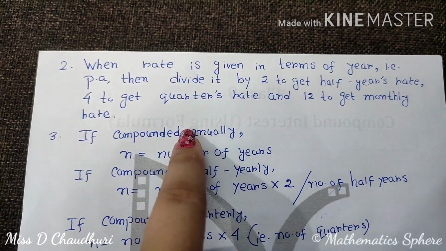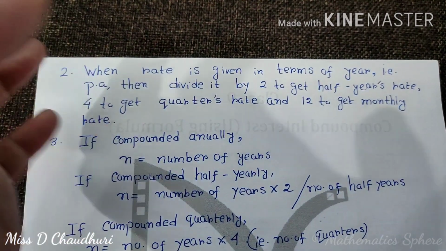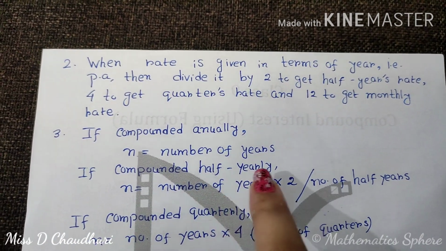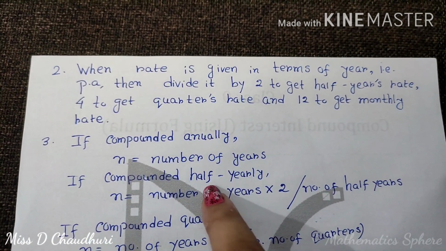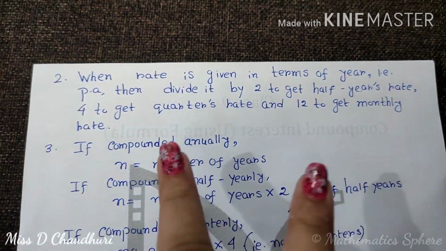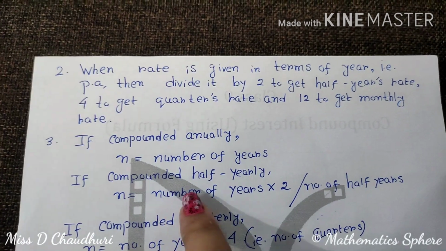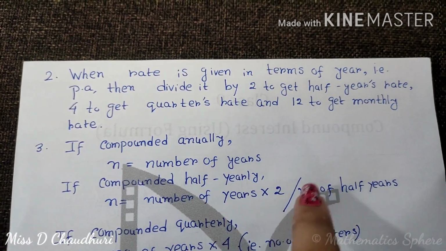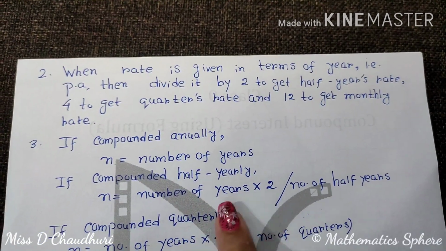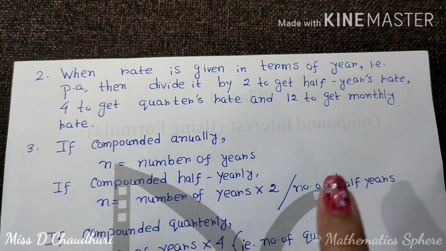Then if the interest is compounded annually, then n is equal to the number of years, because the number of years we have is equal to the number of terms. But if they say that the compound interest is calculated per half year, then in each year the compound process is being done twice. So in that case you will have to multiply the number of years by 2. That means you will have to find the number of half years. Just be careful about these things, the sums are very easy.